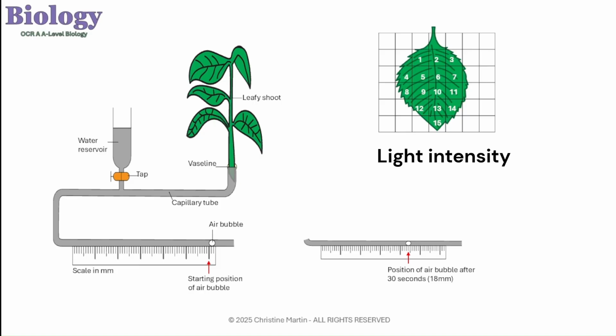However, it can have a knock-on effect to the closing of stomata. Temperature: faster evaporation from the mesophyll cells, faster rate of diffusion of water vapor out of the leaf. Warm air holds more water vapor, resulting in a steeper gradient.